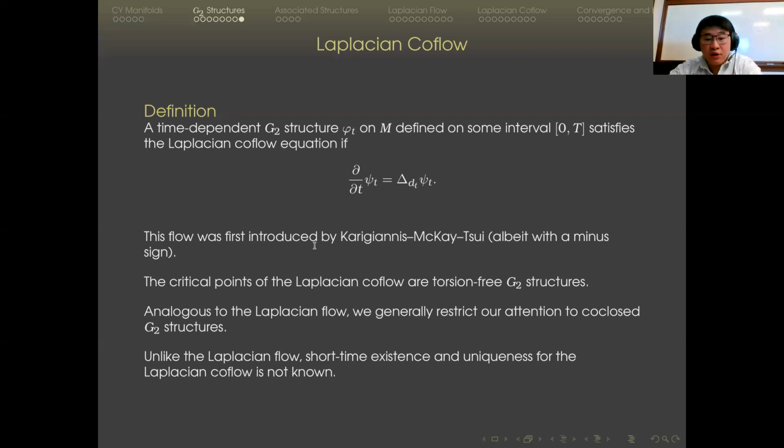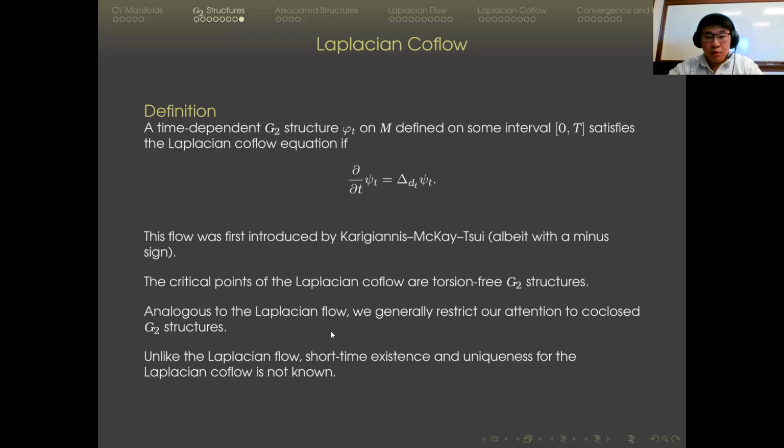But this flow was first introduced by Karigiannis, McKay, and Tsui, but they put a minus sign on it to make it analogous to some heat flow. But we will do without the minus sign. And like the Laplacian flow, its critical points are torsion-free G2 structures. In the compact case, integration by parts will do that, but this also holds in general. And we generally restrict our attention to co-closed G2 structures in the same way. Right? Here we're flowing the 4 form by some exact piece. So we stay within the cohomology class of the 4 form instead.